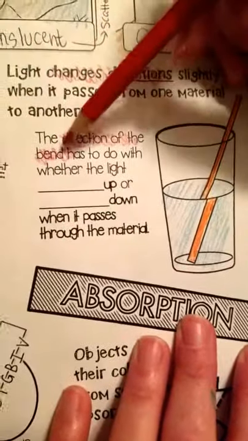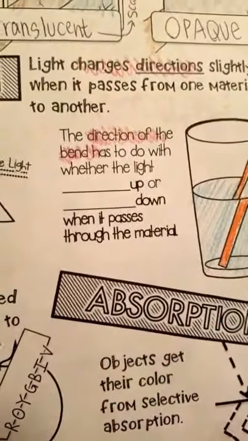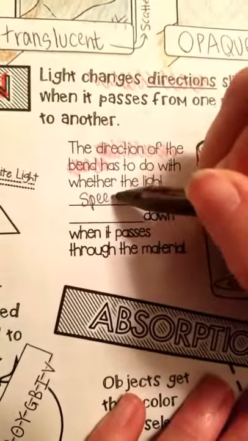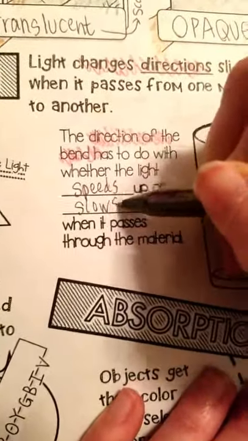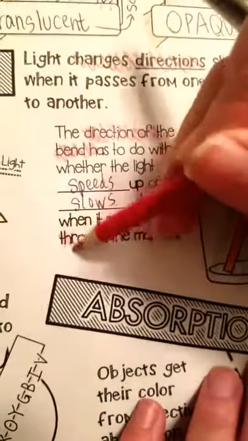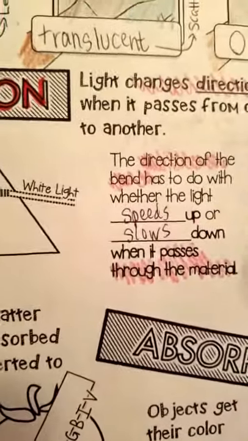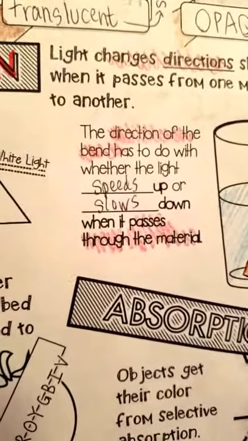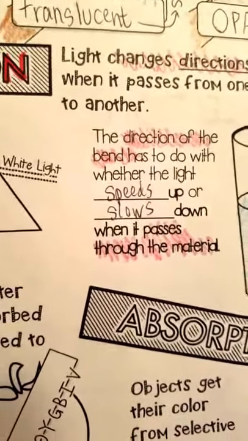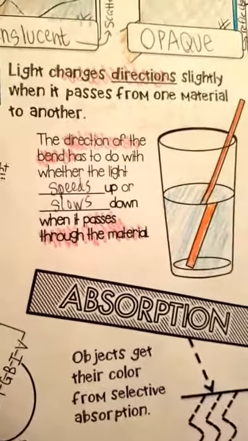So the direction of the bend has to do with whether the light speeds up or slows down when it passes through the material. It reminds me of when my kids were learning to ride their bikes, and sometimes they would go from the sidewalk to the grass, and that slows them down, and they would veer off course. So changing speed caused them to change direction also.